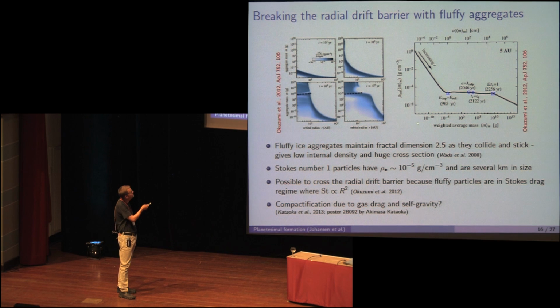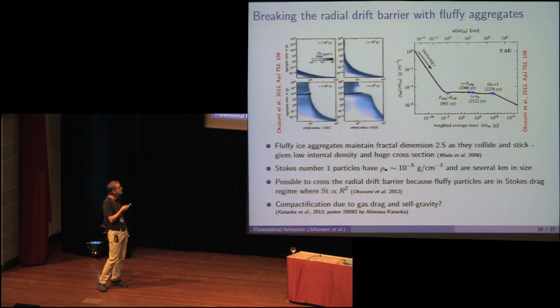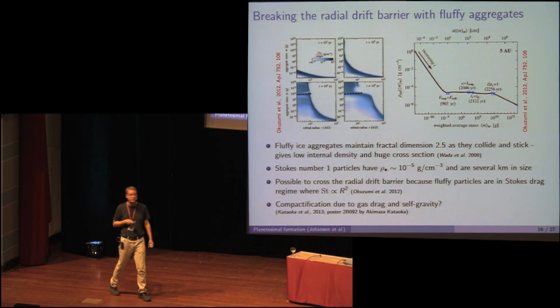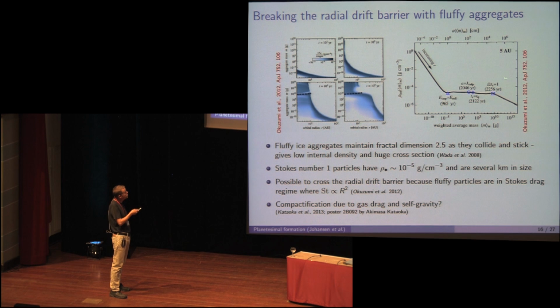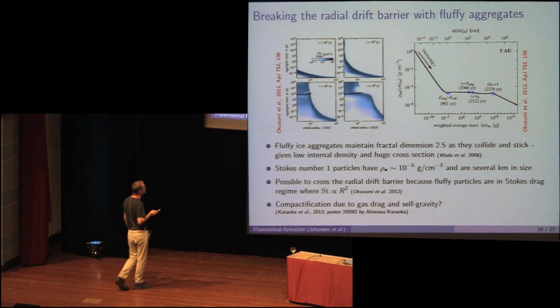And one reason you could do this is shown here. This is the internal density as a function of the aggregate mass. So in the beginning, it's 1 gram per cubic centimeter. But as the aggregates collide and stick together, they become more and more fluffy, maintaining this fractal dimension of 2.5, reaching an internal density of 10 to the minus 5 grams per cubic centimeter. Which they maintain also when they cross the radial drift barrier, which is here at Stokes number 1. At this point, the particle is 1 kilometer in size. So it's a big fluffy ice particle, basically, which is crossing the meter-sized barrier.